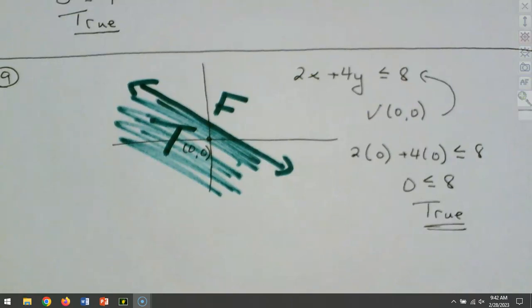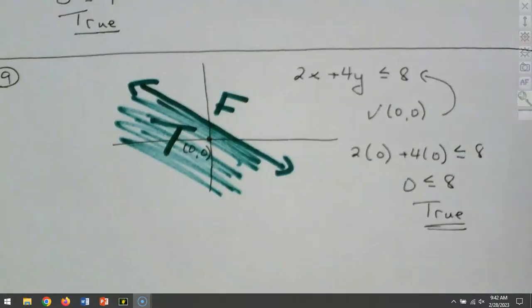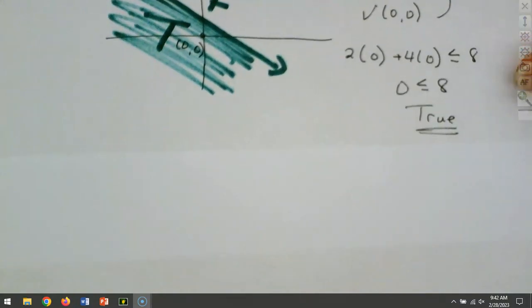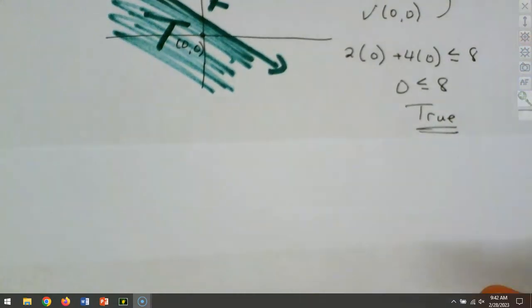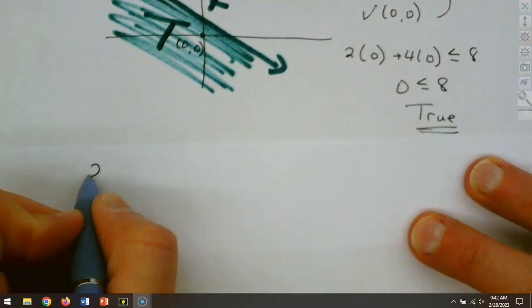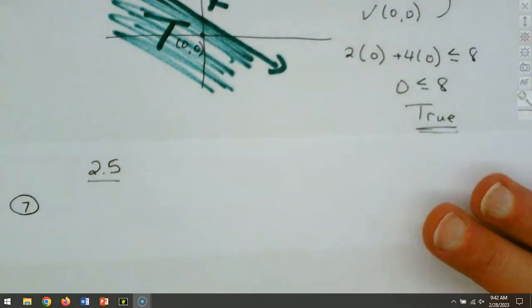We do have a couple of quick questions out of 2.5. Then we'll move on to 2.6, which is a quick, easy section. And then we'll break up into groups and work on our practice exam. Okay, so let's look now at 2.5. Let's look at question 7.